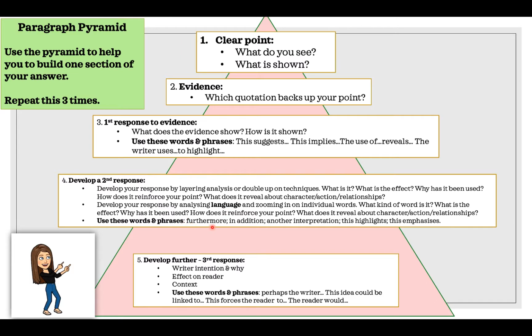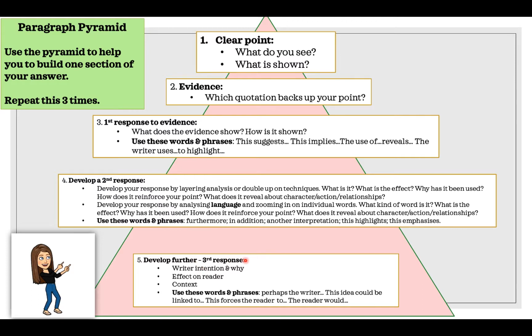Also try and use some phrases to help you. So if you notice, I often put a lot of phrases here just to help you with your academic writing. It also forces you to say something else. So if you put in the word furthermore, then you're forcing yourself to add something, but you're also letting the examiner know that you're going to add in a different interpretation.